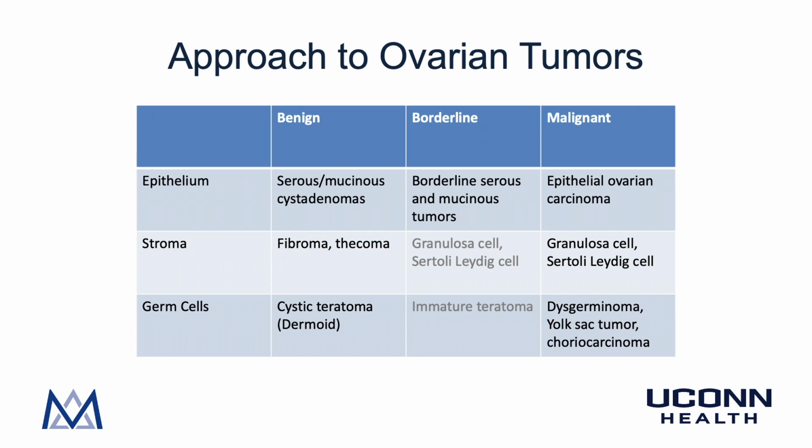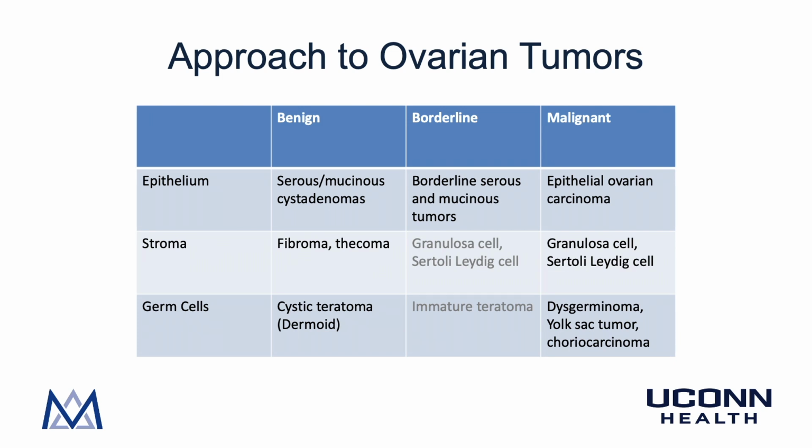When looking at the stroma, the benign tumors here are fibromas and thecomas. All the way to the right, the malignant tumors here are granulosa cell tumors and Sertoli-Leydig cell tumors. I've included these also in the borderline category because there are less aggressive versions of these tumors that act more like a borderline tumor.